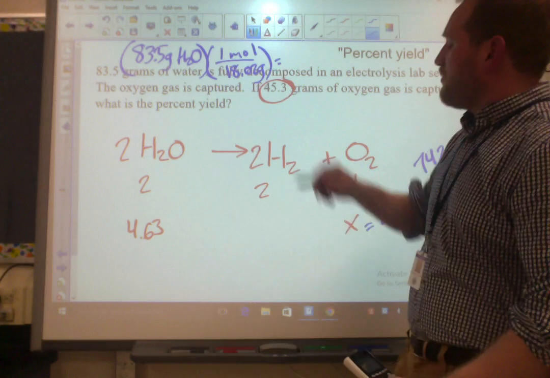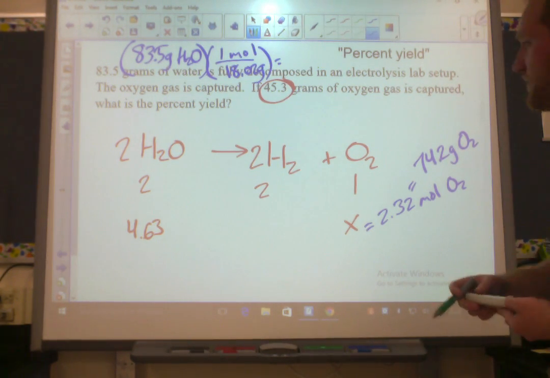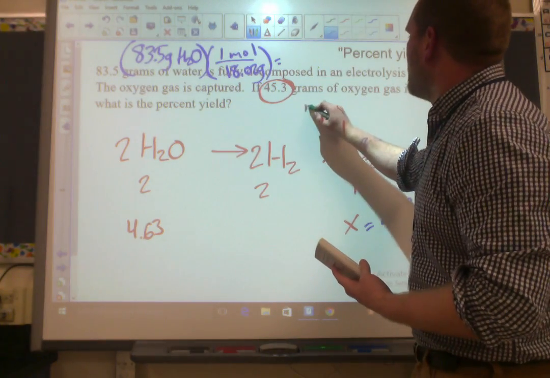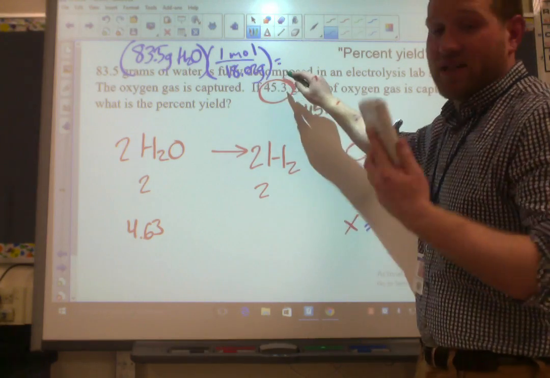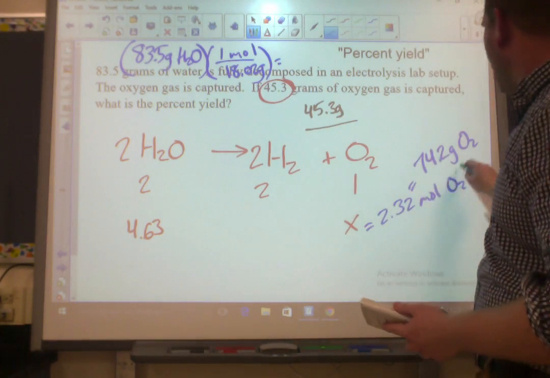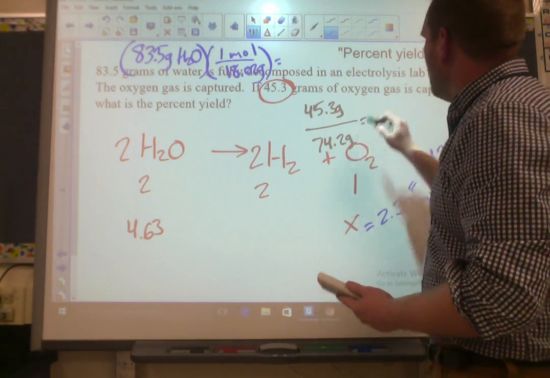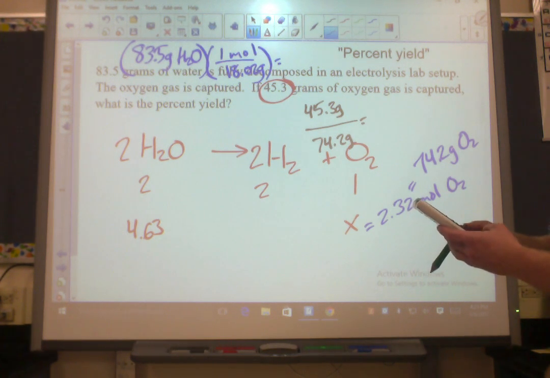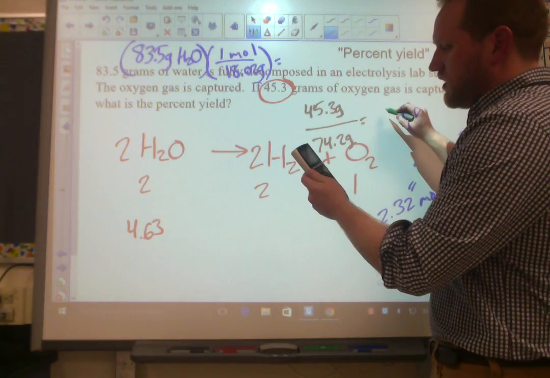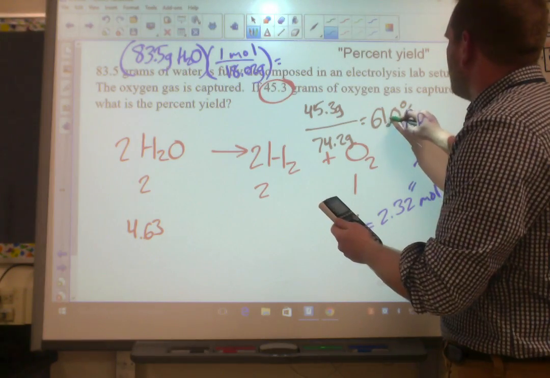Well, now we go back to the problem. It says if 45.3 grams of oxygen gas is captured, what's the percent yield? So let me write this over here. 45.3 grams, that's my experimental yield, divided by my theoretical yield, 74.2. Looks like it's going to be about 60% or so. So 45.3 divided by the answer gives me 61.0. 61.0%. And that's how you report your answer.